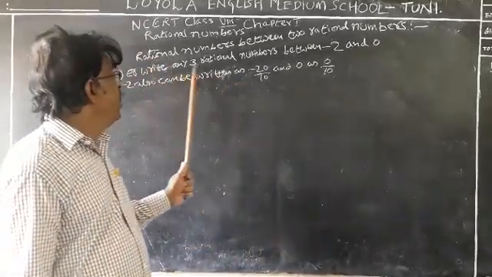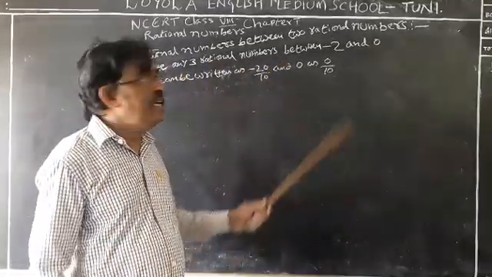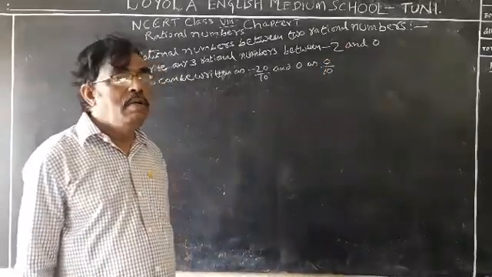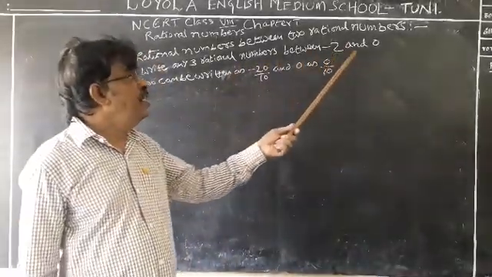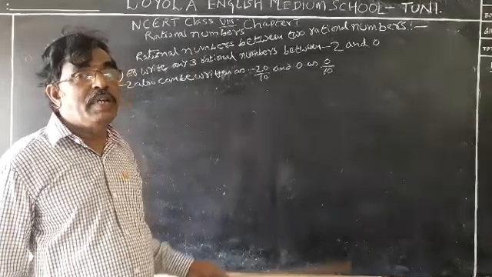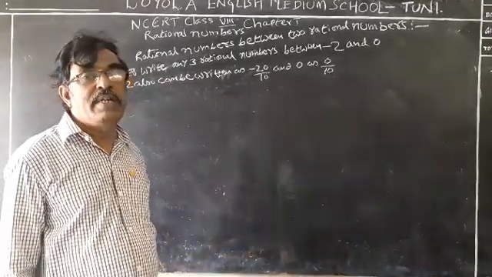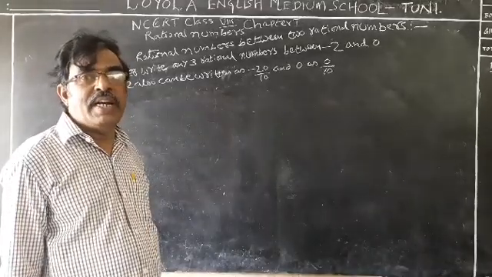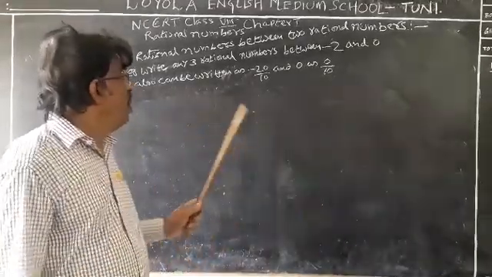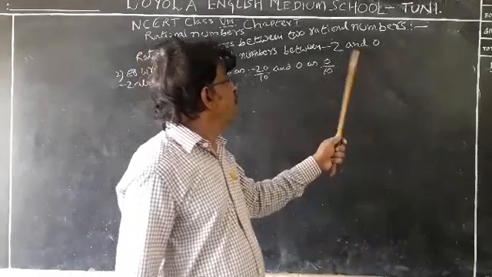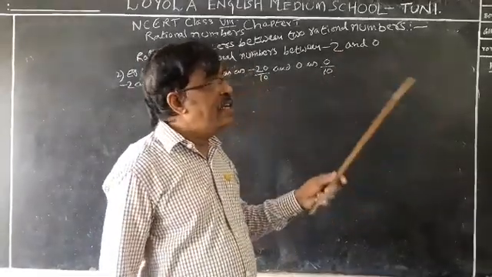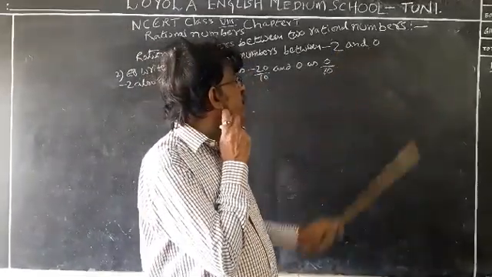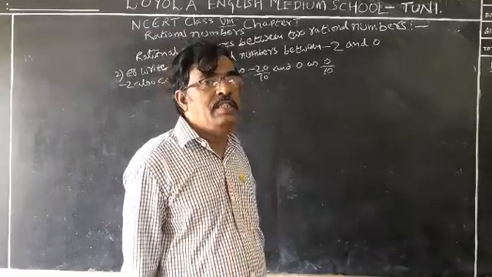Here, write any three rational numbers between -2 and 0. -2 and 0 are also rational numbers, you know pretty well, because -2 also can be written as -2 by 1, and 0 also can be written as 0 by 1, isn't it? Now here, we cannot find them directly. Between -2 and 0, -1 is the only integer there.